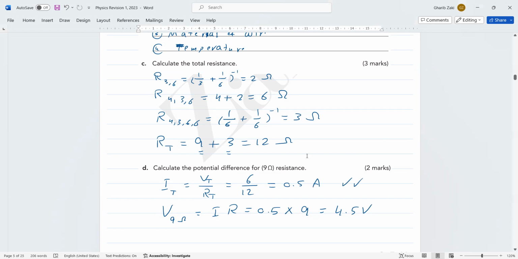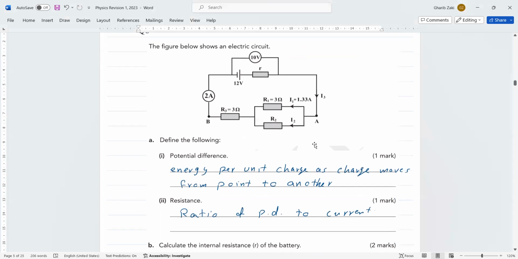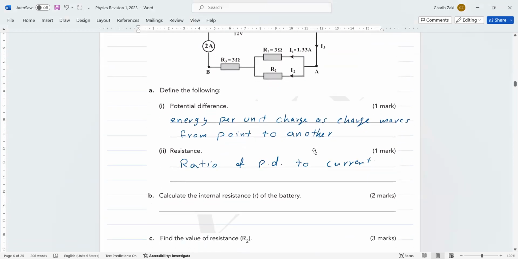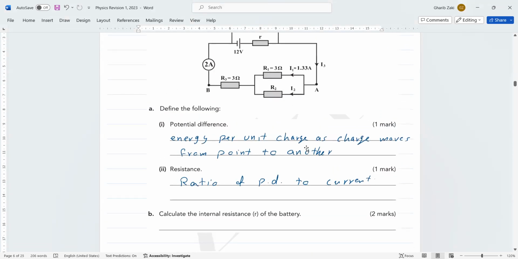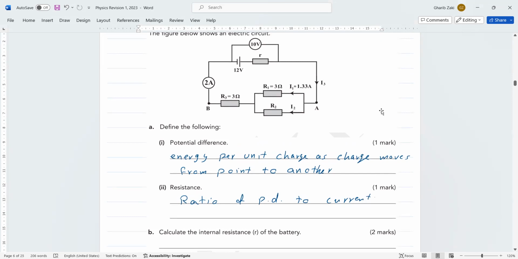Okay, now next question: calculate the internal resistance R of the battery. Think of that question, please, because it's a little hard.